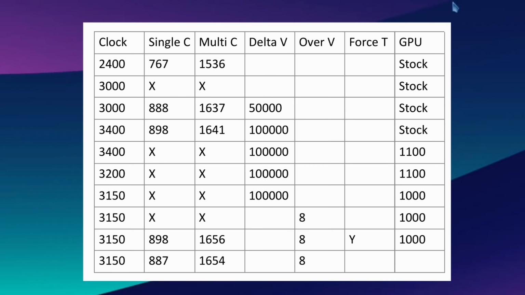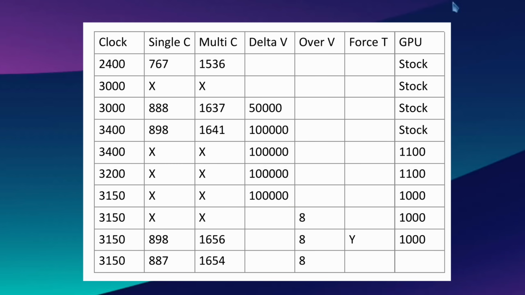So we definitely made a big improvement going from 2.4 up to 3 gigahertz. Going from 767 up to 888 was really good. And also going from 1536 up to 1637, that was the biggest change, definitely, without the GPU clocked. I then went up to 3400 and did get a little bit better results, but not enough for the 400 megahertz clock speed that we were going up. And then it started to fail. As soon as I introduced the GPU at 1100, it started failing, and at 1000 it failed as well.